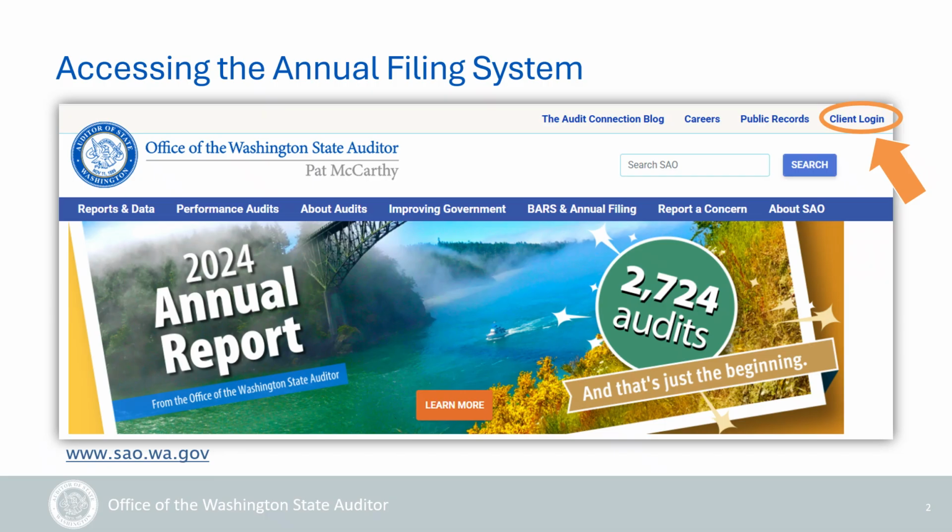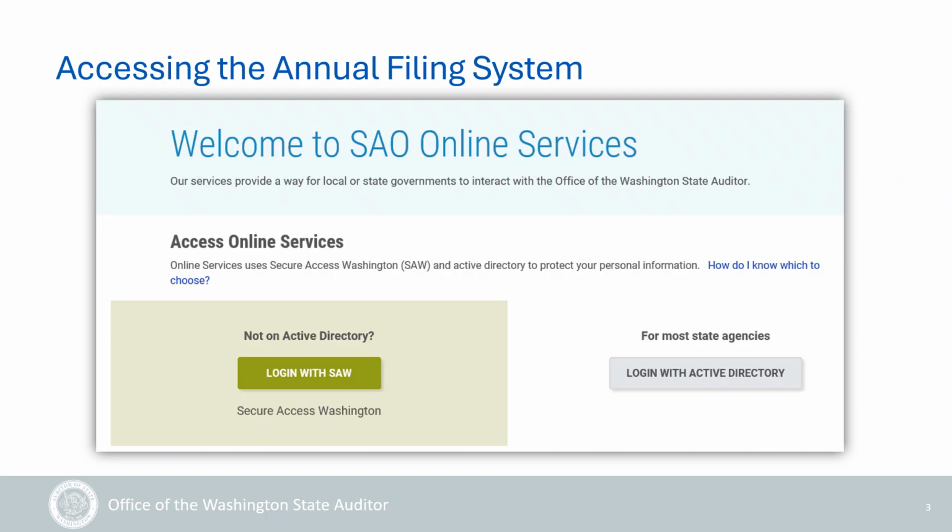To access the annual filing system in your web browser, navigate to the SAO homepage, www.sao.wa.gov. Click Client Login in the top right corner of the page as indicated by the orange arrow. As a local government, you are required to log in through SAW, which stands for Secure Access Washington. Click Login with SAW to be routed to the login screen.